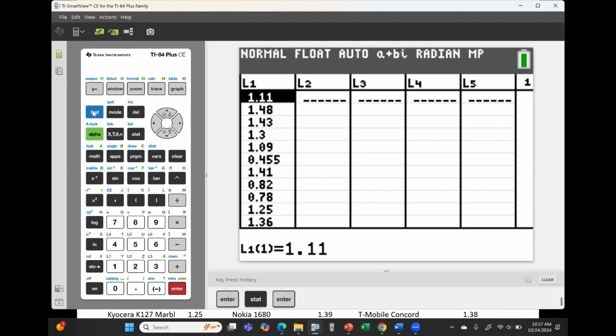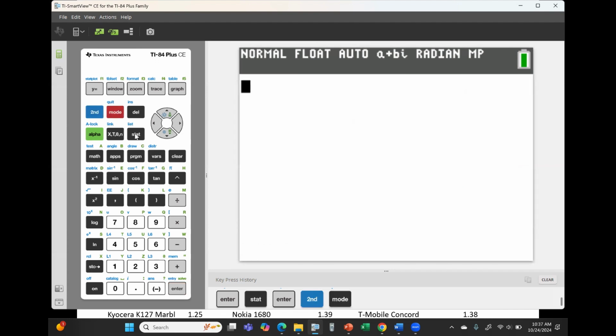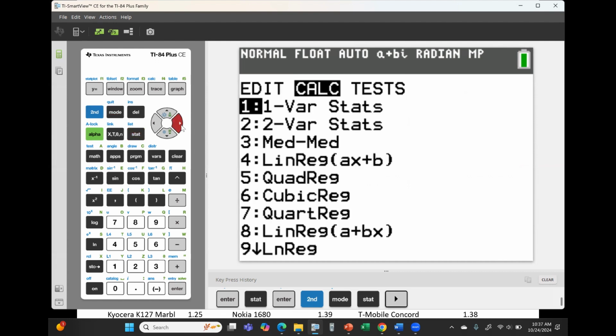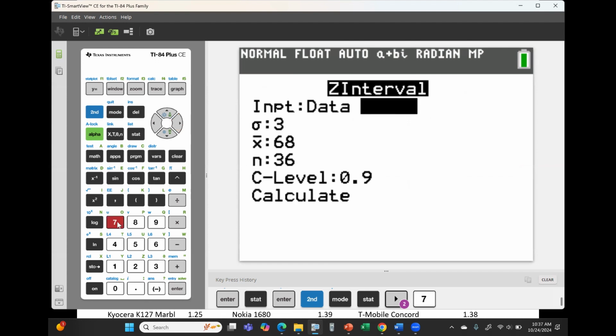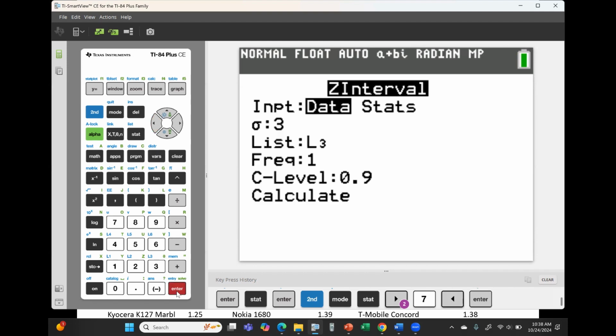So I'm going to get out of here. I'm going to go stat, tests, and I'm going to use a Z interval. And I'm going to use a Z interval because they give me the standard deviation of the population. They told me sigma is equal to whatever it's equal to, which I'm going to have to know to be able to do this. Okay. But now, instead of putting the stats in, I'm going to use the data that I put in. So I'm just going to arrow to the left and highlight data. And then it just asks me, okay, what's the standard deviation? What was the standard deviation? 0.337. So we put that in.